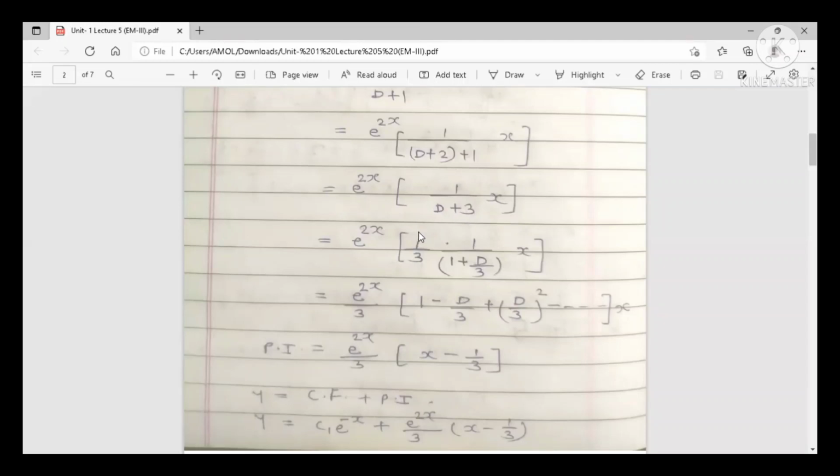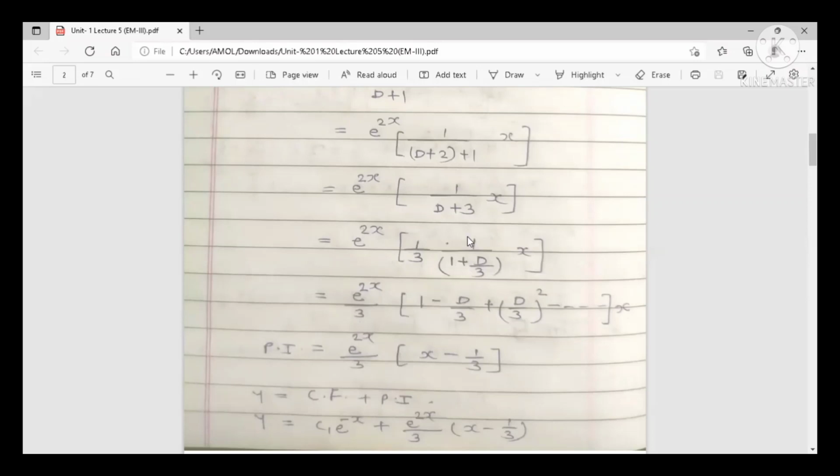If we take 3 common, the term is 1 by 3 into 1 upon the denominator term. We have taken 3 common, so in place of 3 there is 1, and this is 1 plus D upon 3. So the term is 1 plus D upon 3, with x as it is. Now 1 by 3 is a constant term, so we can write the term as e raised to 2x upon 3 in bracket, and then 1 upon 1 plus D by 3.